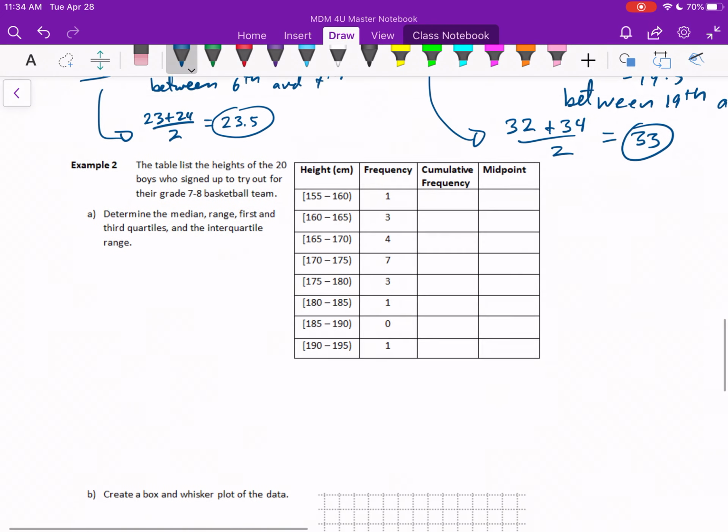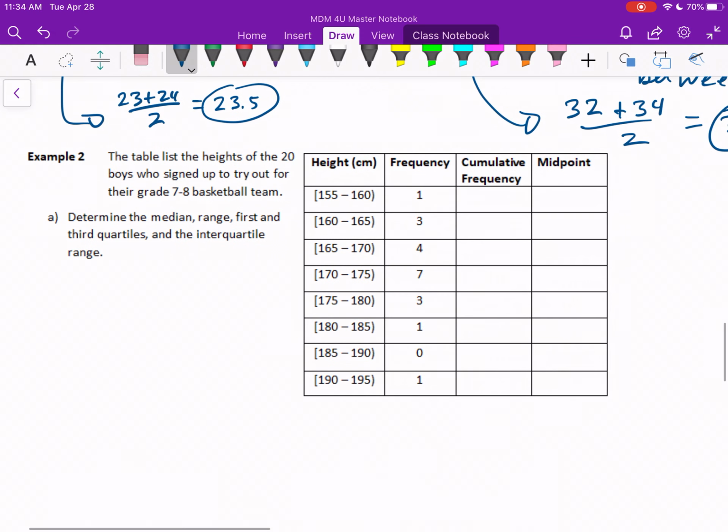Okay, let's look at example 2. The table lists the heights of 20 boys who signed up to try out for their grade 7-8 basketball team. Determine the median, the range, the first and third quartiles, and the interquartile range. Okay, so this one we've got some cumulative data, again, grouped data.